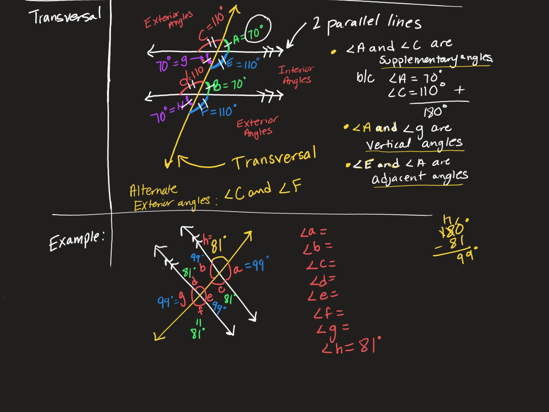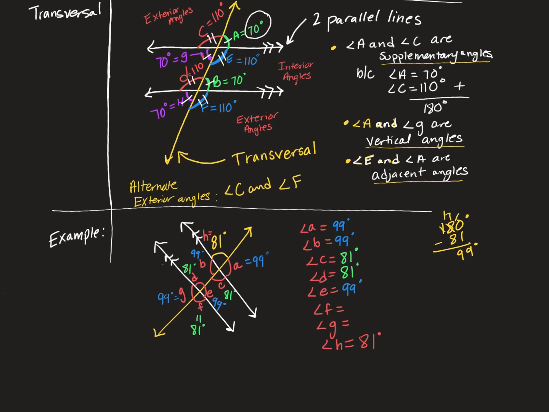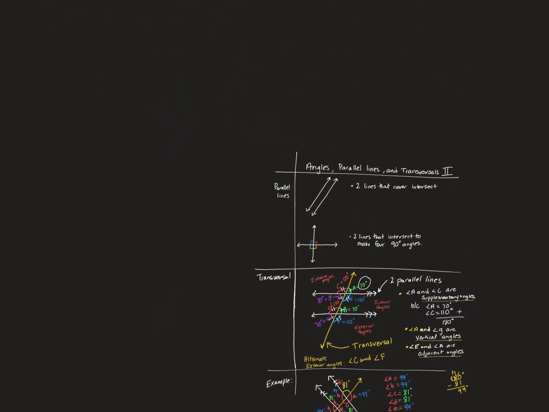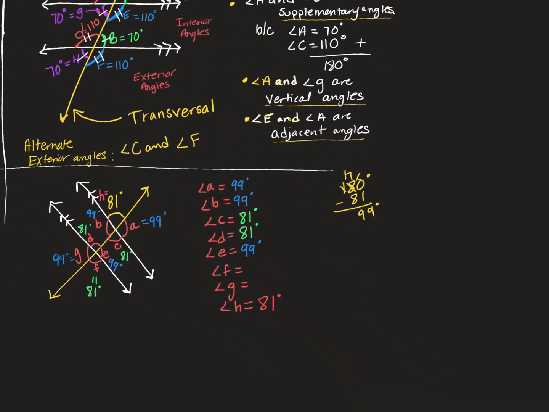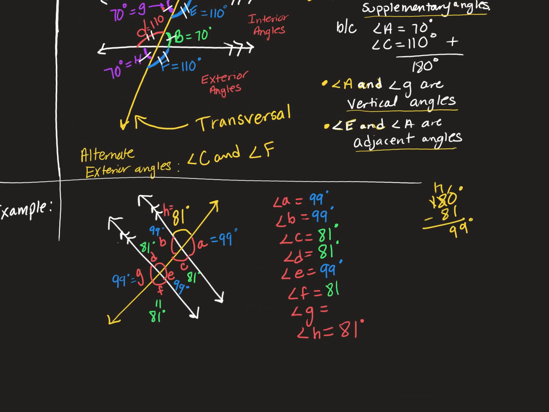Angle A is 99 degrees. Angle B is 99 degrees. Angle C is 81 degrees. Angle D is 81 degrees. Angle E is 99 degrees. Angle F is 81 degrees. Sorry guys. And then angle G is 99 degrees. And angle H was given to us.